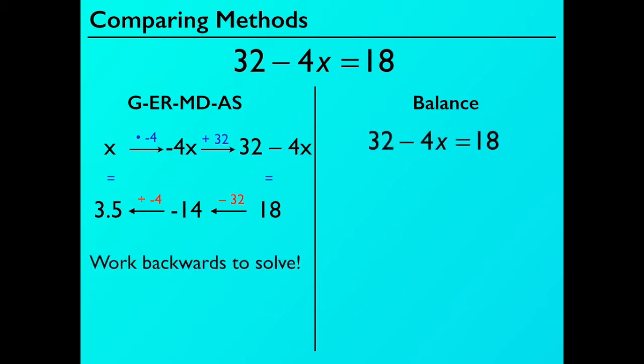Let's try the balance method. This time, I want to get rid of the 32. So I minus 32. To even the balance, I have to minus 32 on the right side. I get negative 4x is equal to negative 14. I divide by negative 4 on the left side. To balance, I divide by negative 4 on the right side. My answer is x is equal to 7/2, which is also 3.5.